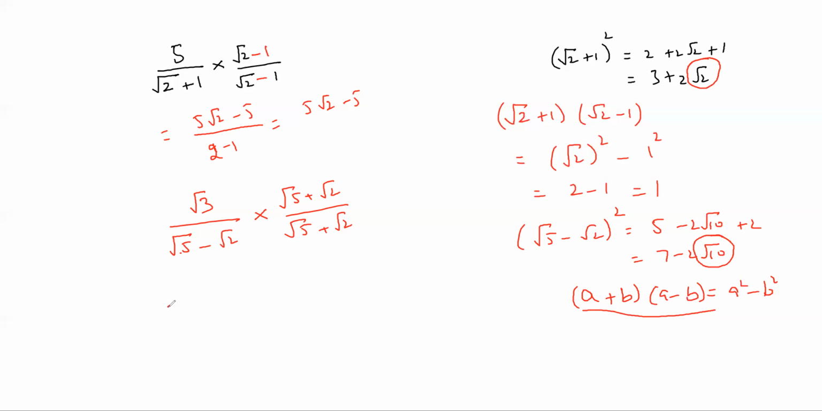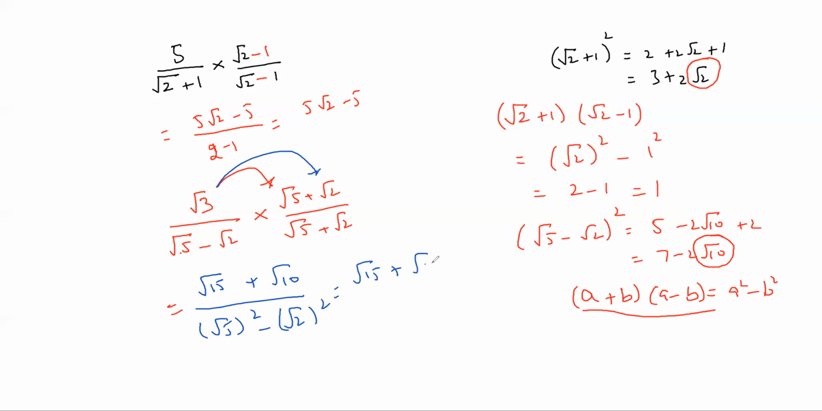Okay. Now this numerator, under root 3 into under root 5, will become under root 15, and under root 3 into under root 2 will become under root 10, and down here you have under root 5 square minus under root 2 square. Okay, this is under root 15 plus under root 10 over 5 minus 2. Yes, the moment your denominator is a rational number, that means the division has been completed.